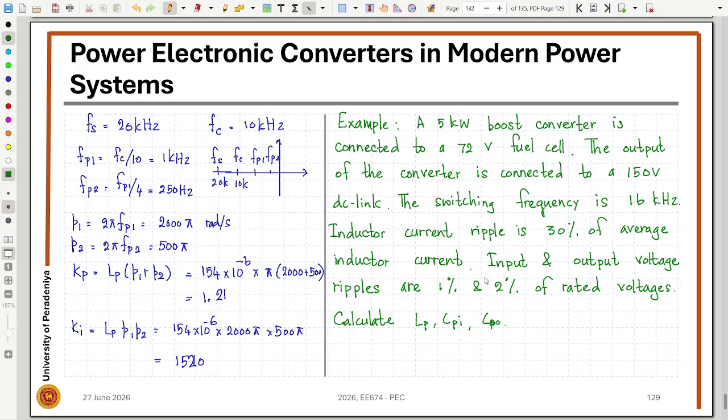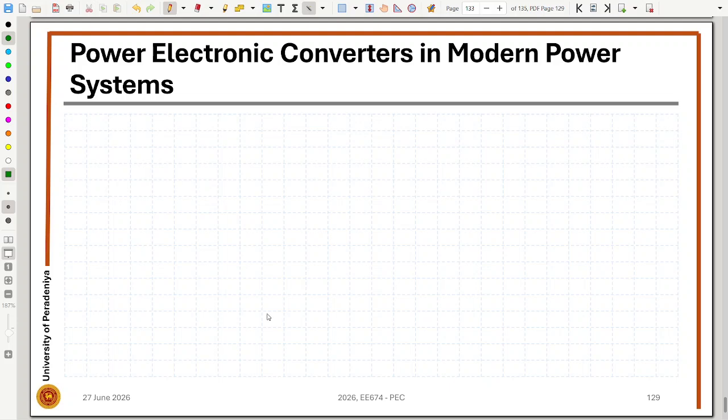So these are the specifications of the boost converter. Power rating is 5 kilowatt. Input is through a fuel cell of 72 volts. Output is 150 volts. Switching frequency is 16 kilohertz. Inductor current ripple is 30% of the average inductor current. Input and output voltage ripples are 1% and 2% of the rated voltages. So you are asked to calculate Lp, Cp, ICP out. So let's work out this example. So we are looking at a boost converter.